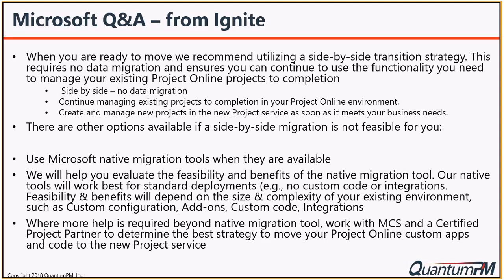Other information from Ignite. What they're suggesting now is a side-by-side transition strategy, with no data migration. Basically, you run them side by side, start your new projects in the new project, continue to complete the projects that are in flight with Project Online, and transition by running them in parallel. Obviously with a cloud-based solution this is an advantage, because if you were on-prem, you'd have to worry about where to put these multiple versions. But if it's cloud-based, you don't have to worry about that.